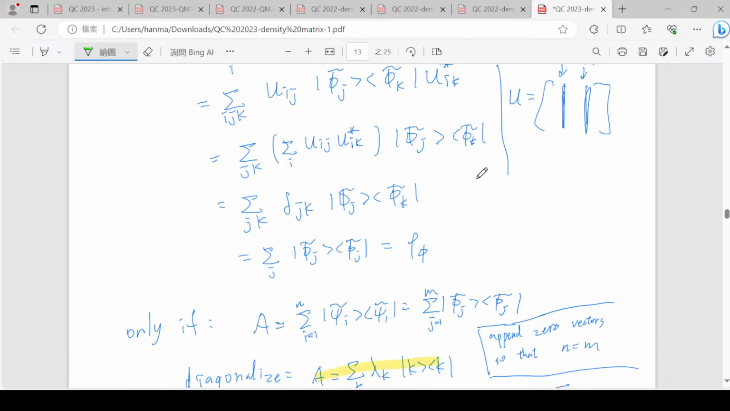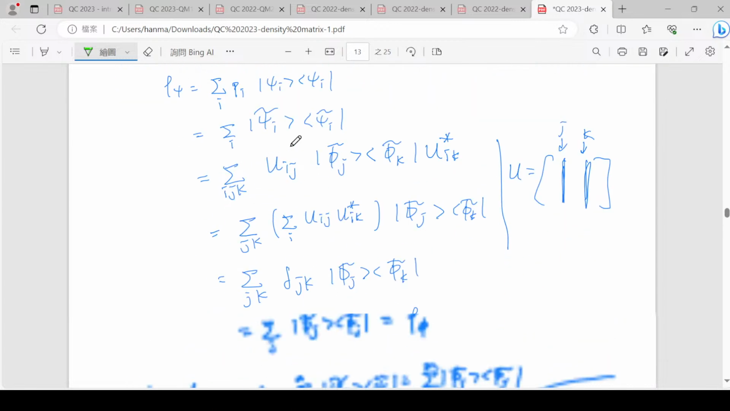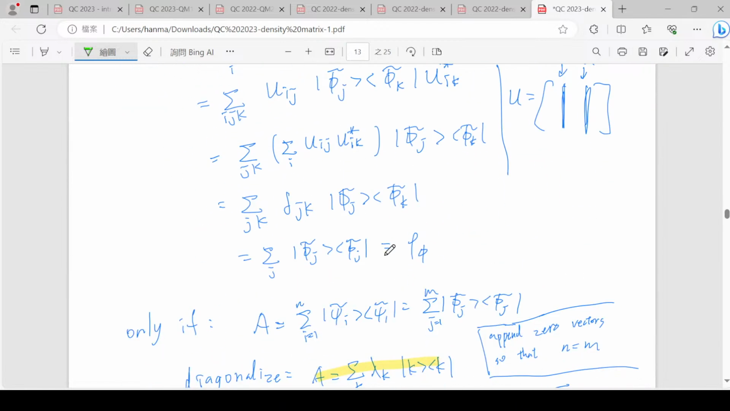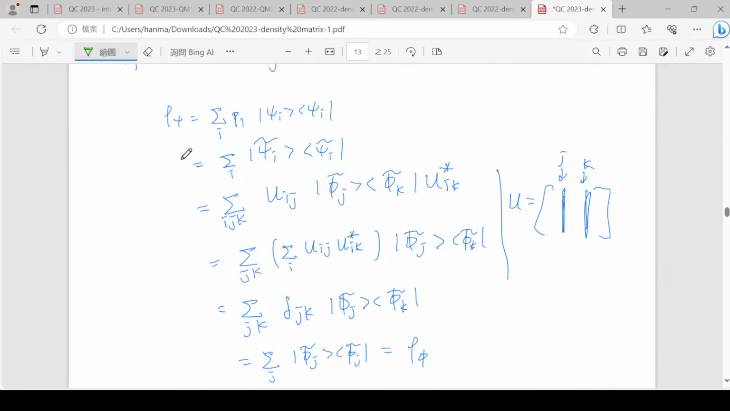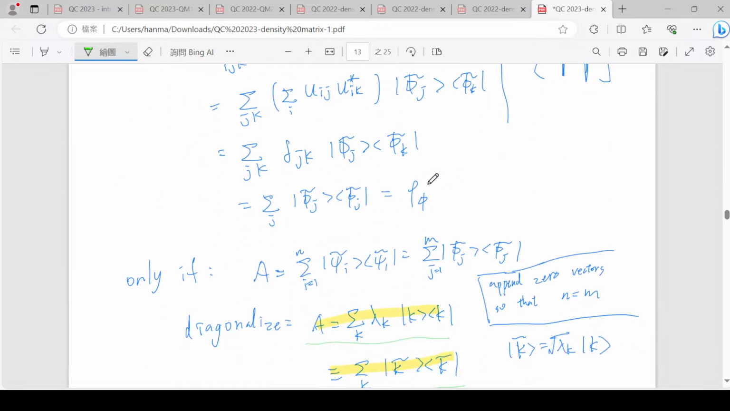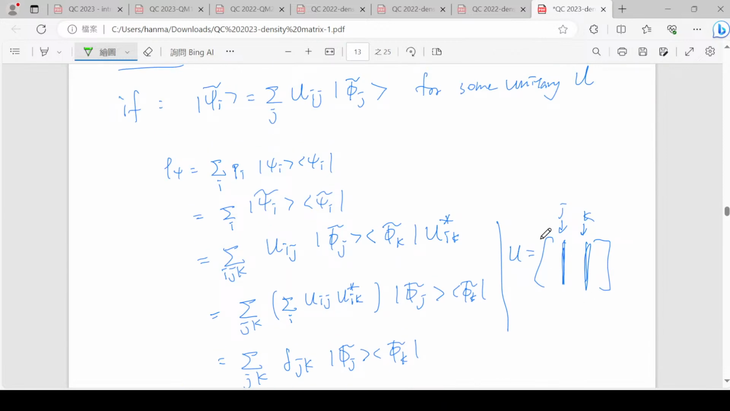Then you can break the delta function. You sum over k, eliminate delta jk and turn k equal to j. So it's just the summation of psi j tilde projector, and as we said before, this is just rho phi. So you see that rho psi equals rho phi. Any question? That's the easy part, where we use the orthogonality property of the columns of a unitary matrix.